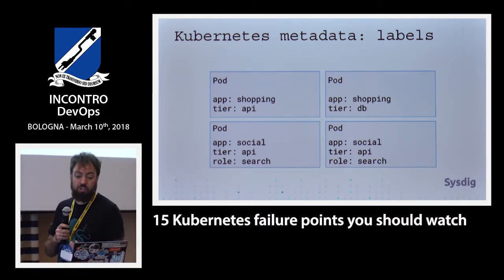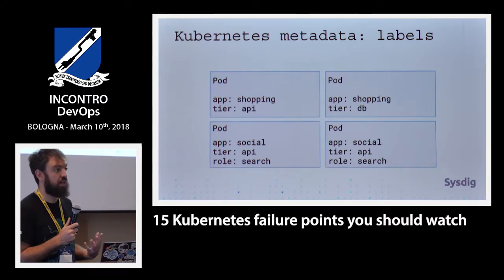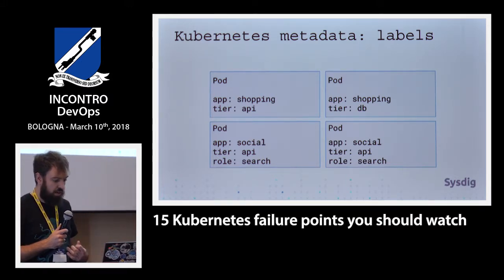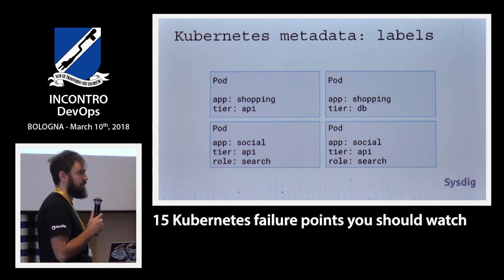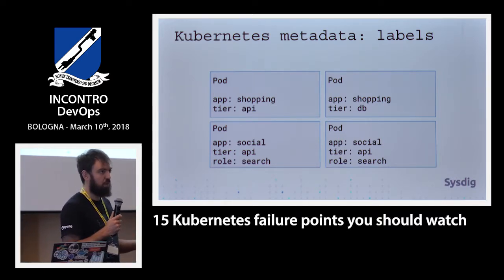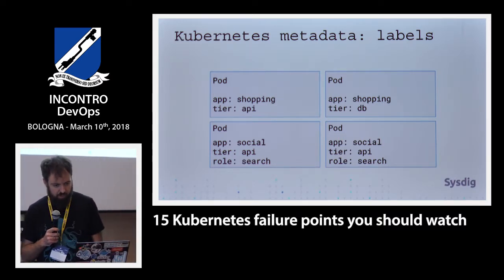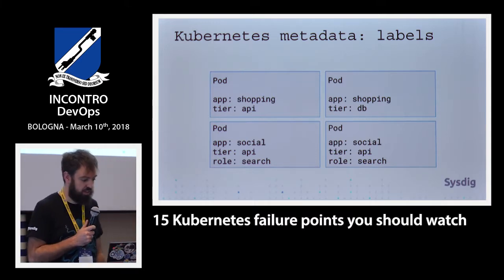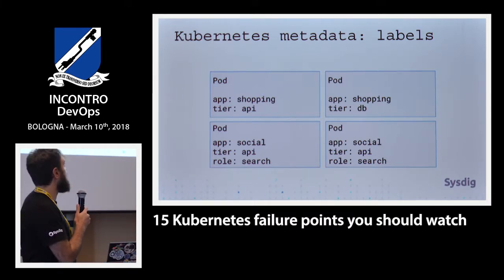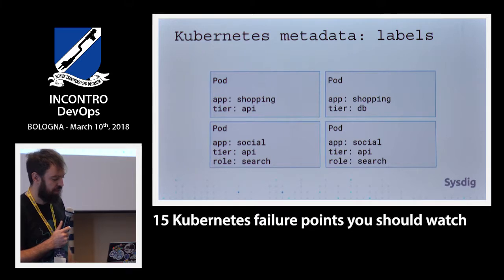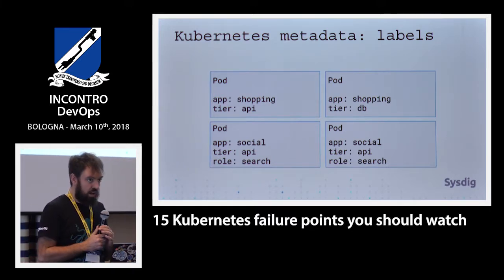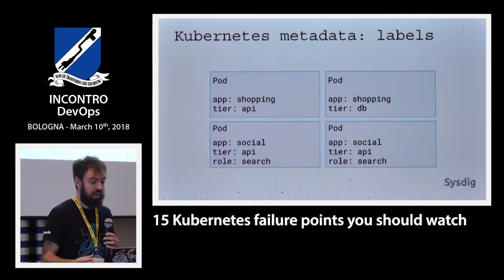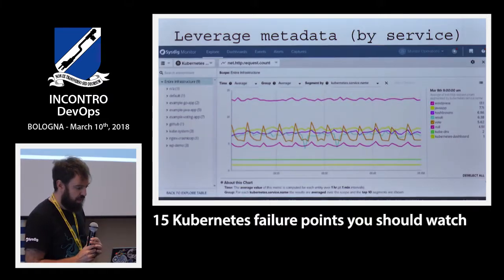How can we do that? Using labels, which is like Kubernetes metadata. This is an example with pods, but we have basically labeling in all Kubernetes resources. For example, here we have 2 different applications where we are applying app labels, tier labels, or role labels. And we can leverage this metadata to aggregate based on any of these labels.